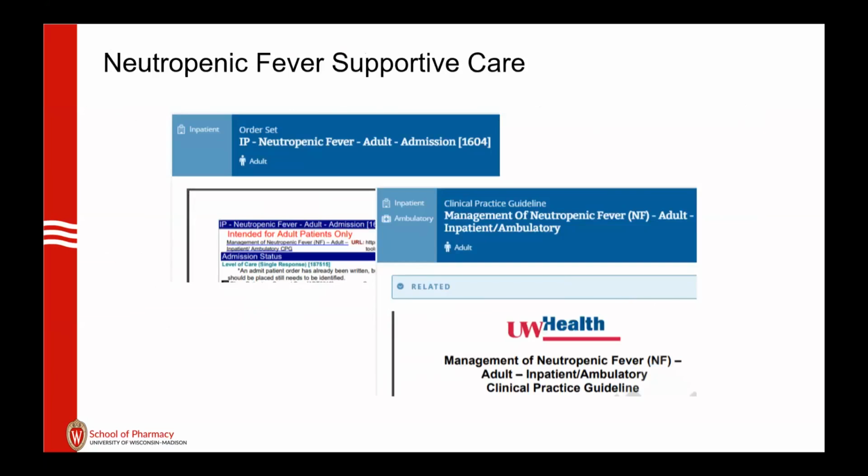There is a guideline on neutropenic fever. This is good at teasing out those people in the ER that may not need to be admitted to the hospital. We use MASCC scores to determine that. There's more information in the guideline, and then there is an order set for ordering the appropriate antibiotics et cetera.